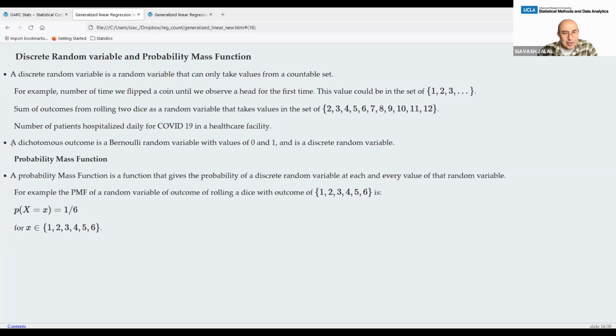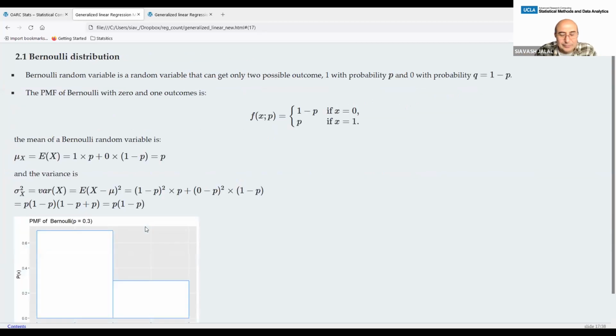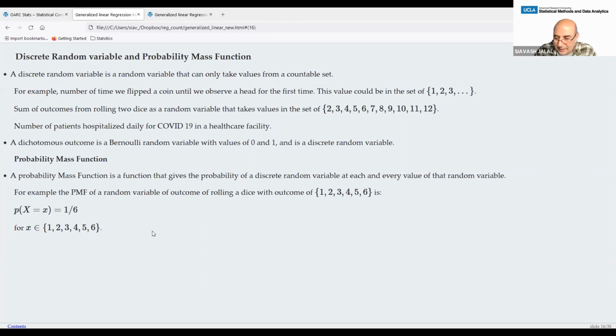So that also is a discrete random variable. The most popular discrete random variable is the Bernoulli. Bernoulli can get only value 0 and 1. For a discrete random variable, you have a probability for a fixed number. So you have a probability for 1, and the probability is not 0. I think that's it for this slide.